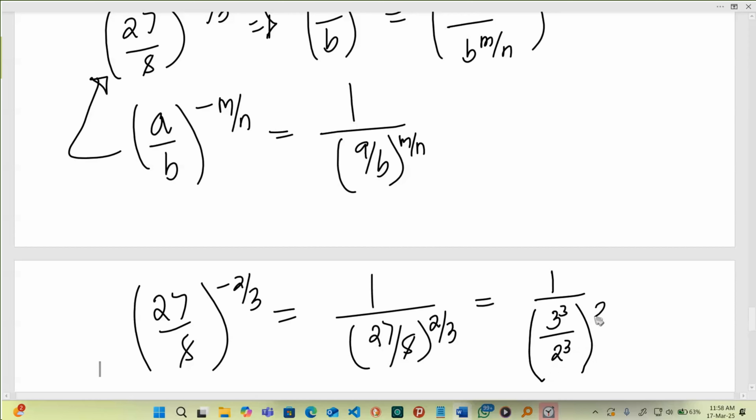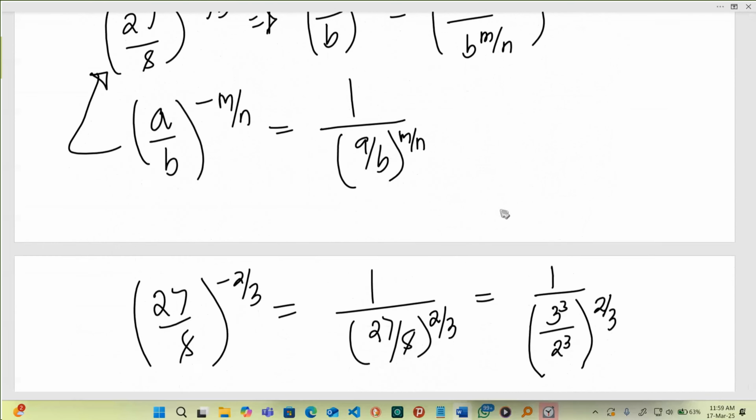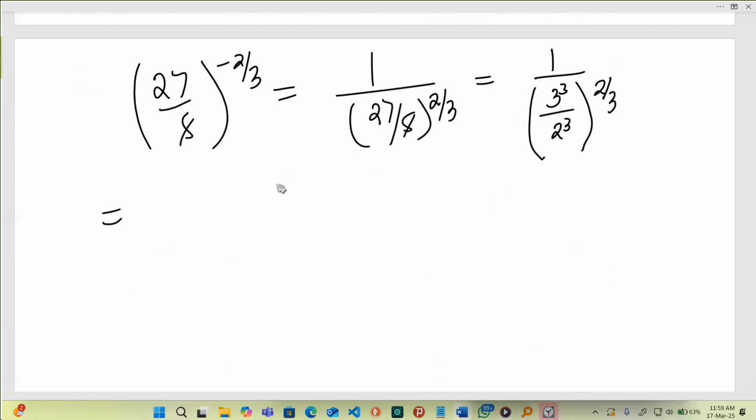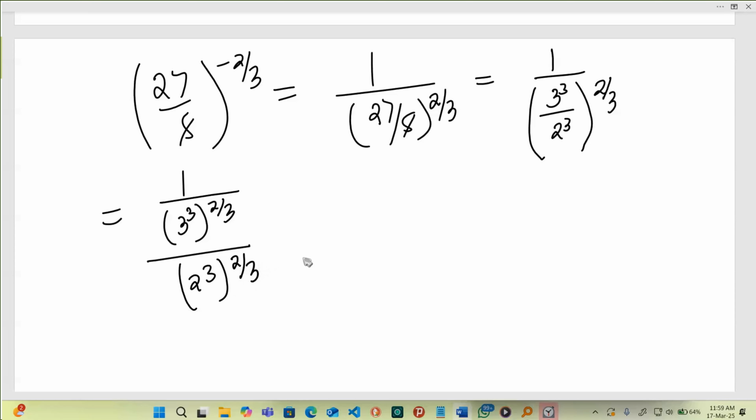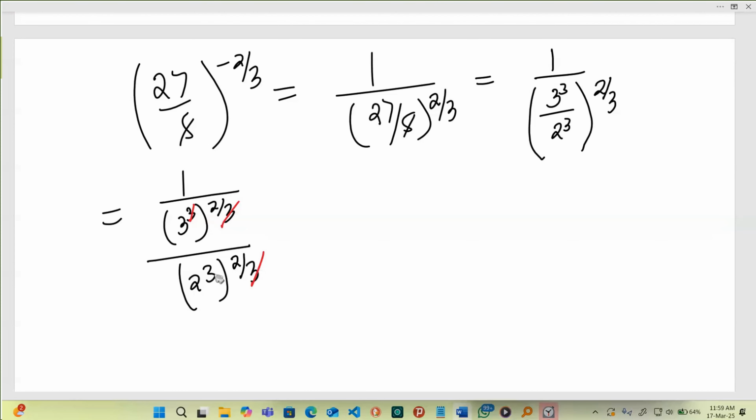Remember, this is raised to a power 2 out of 3. So what is this going to be? Applying this rule, I'm going to have 1 divided by 3 power 3, then raised to a power of 2 out of 3, again divided by 2 power 3, raised to a power of 2 out of 3. So if I cancel this, I cancel that, then this is going to be 1 divided by 3 to power 2 divided by 2 to power 2.